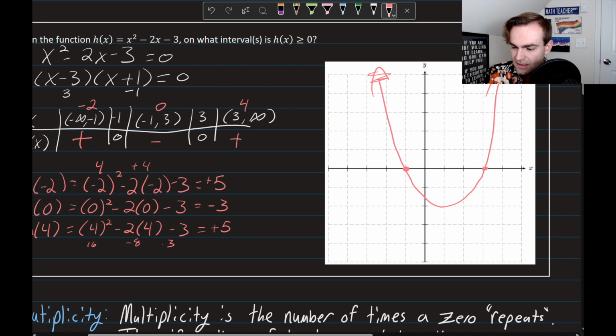Oh, that did not work out the way I wanted it to. Let's undo that. Try that again. It is greater than 0 here.